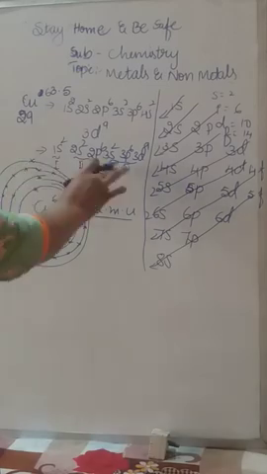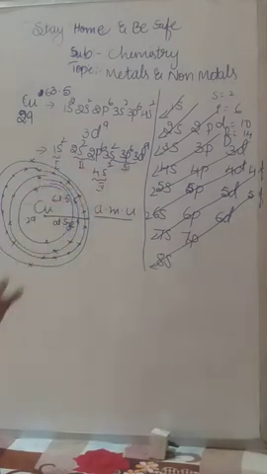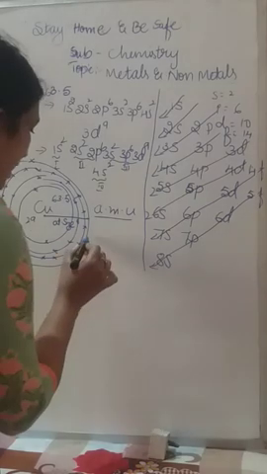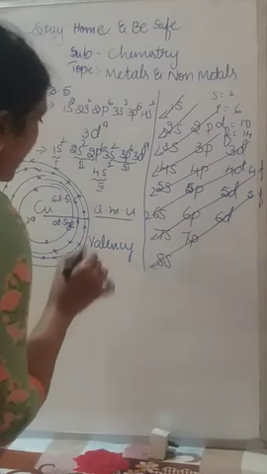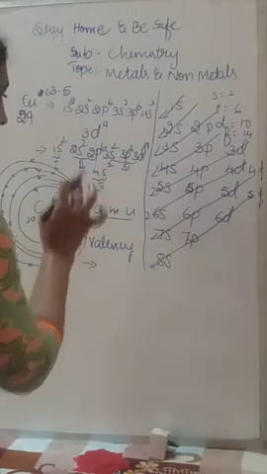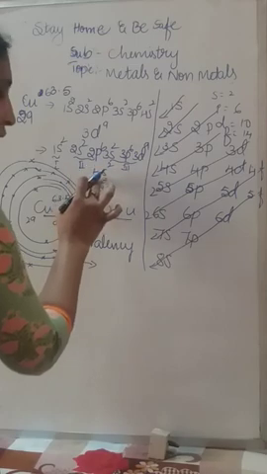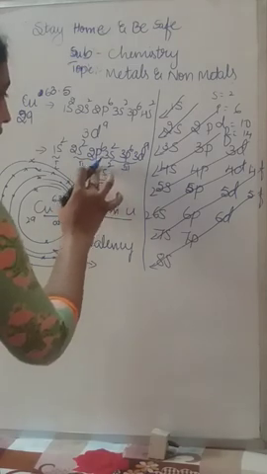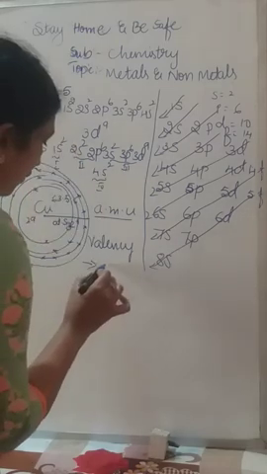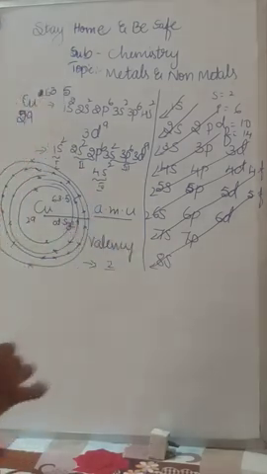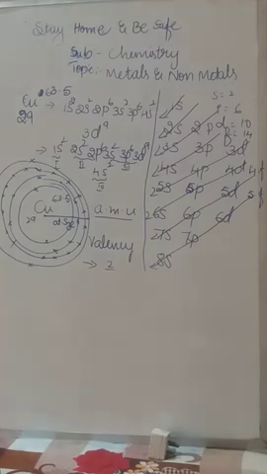So in this, the last orbit we can get is the fourth orbit. I think yesterday I told you how to find out the valency. Valency: if the last orbit is there, this is the fourth orbit, the last orbit. How many electrons are there in this last orbit? That is 2 electrons. So that's why the valency of copper is only 2. The electrons present in the last orbit are called the valency.